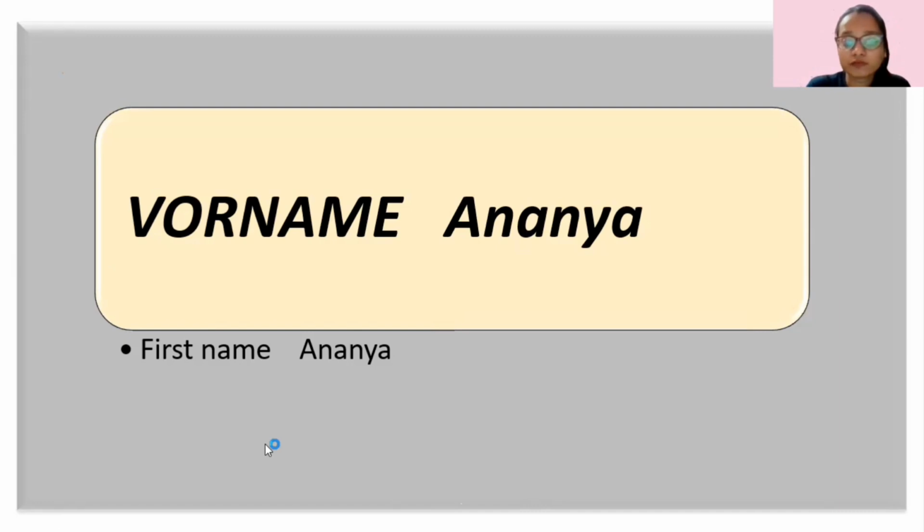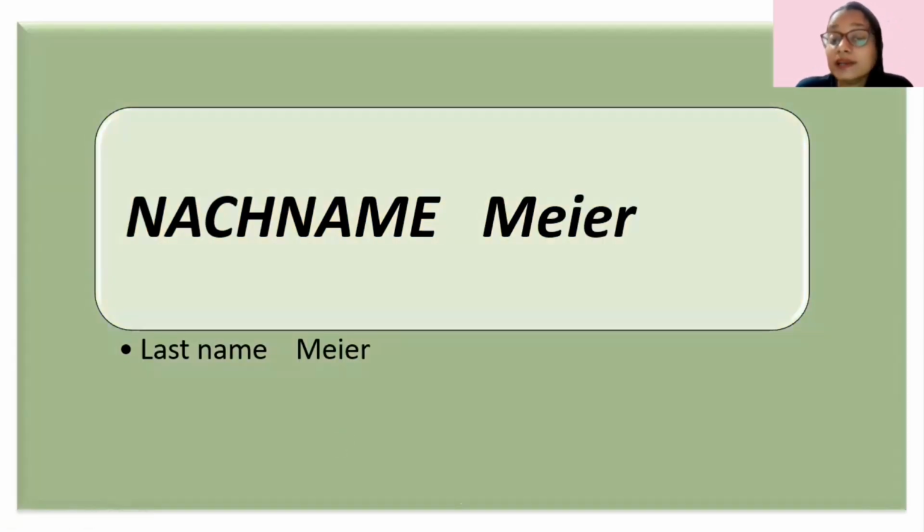Okay. Let's move further. Now, Nachname. Although my last name is not this one, but we will do the practice. So Nachname is M A E A R. R in German is R. You have to pay attention here. So M A E A R. Meyer. I hope this is clear. So you have to spell out your first name as well as your last name. This is very important.